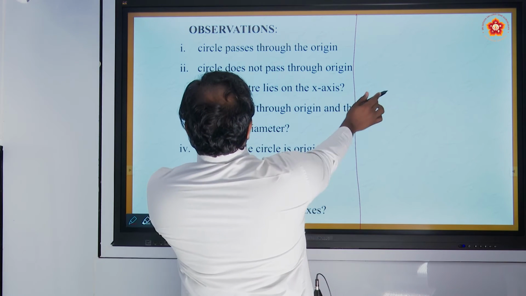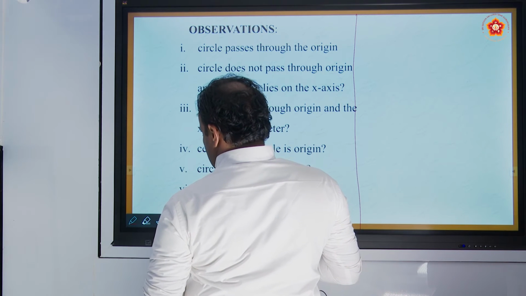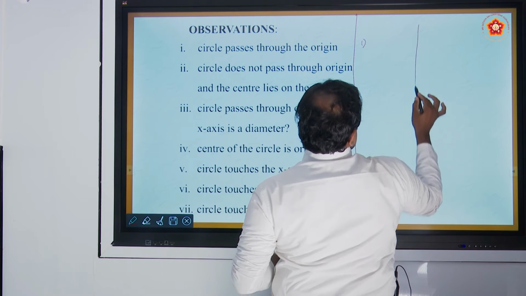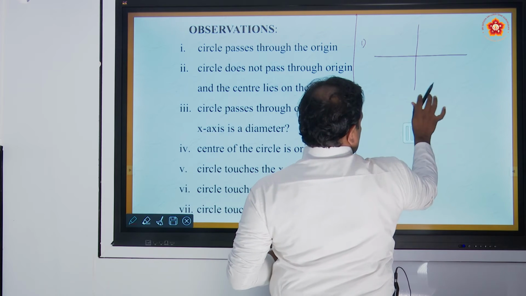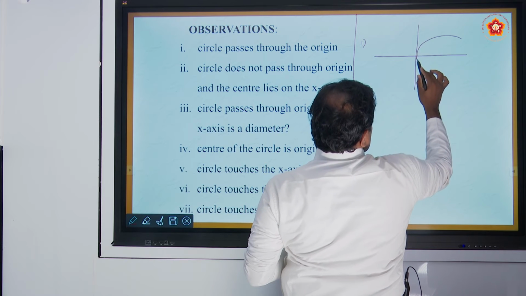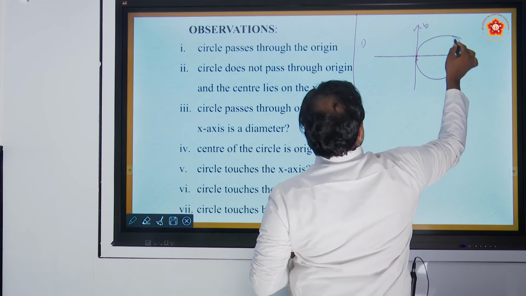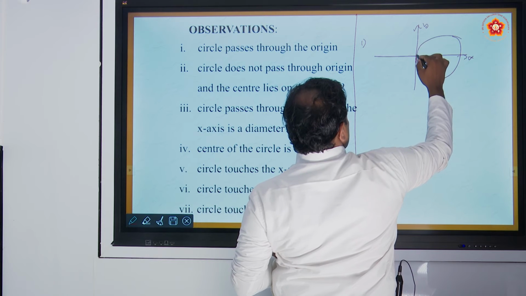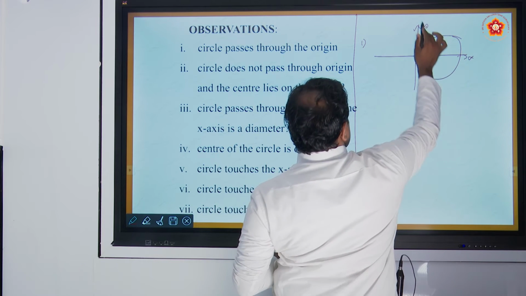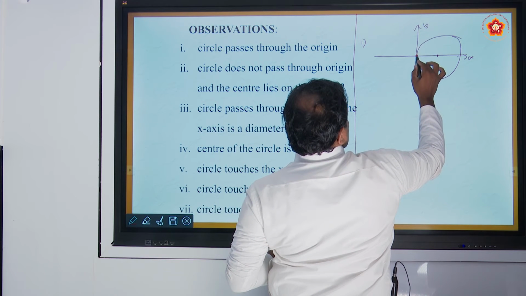The first observation is that the circle passes through the origin. If the circle passes through the origin, what is the condition? Observe here, observation 1. I will explain each and every one. Suppose this is a circle passing through the origin, like this, with the x-axis and y-axis. Its center lies on the x-axis. If you draw it like this, passing through the origin, the center lies on the y-axis.